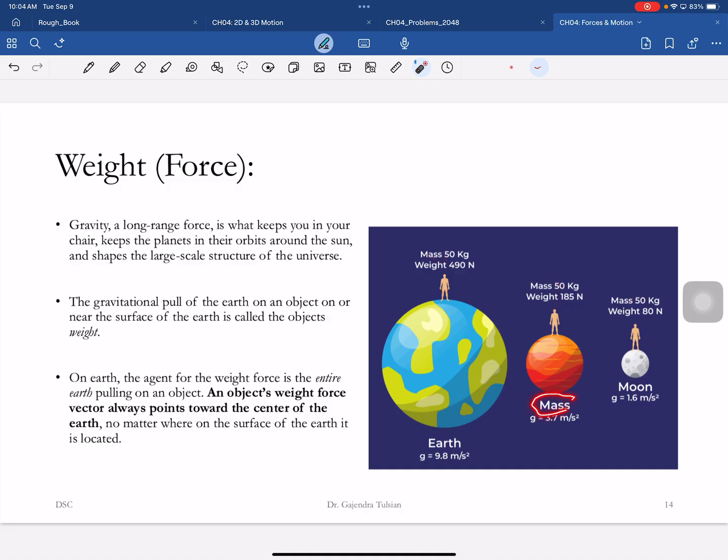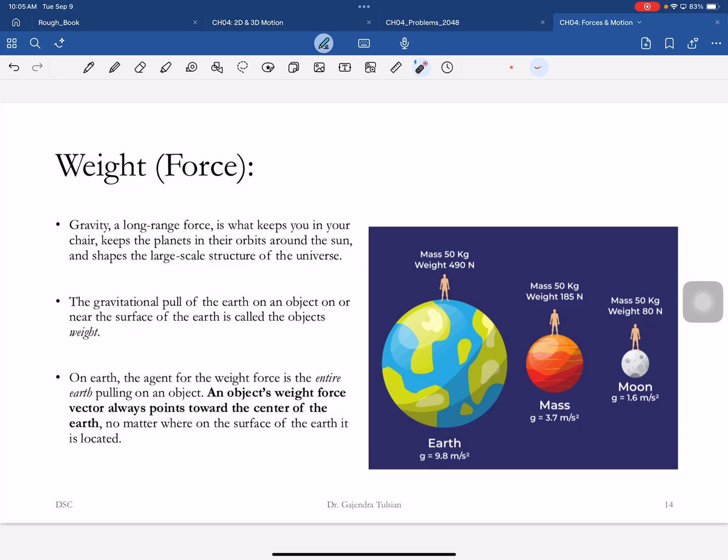Oh, I changed that, it should be Mars anyway. So I put a new diagram in there. Okay, so the mass of this guy is the same everywhere, but you see his weight is different. Here on Earth, it's 490 newtons. It's 2.5 times less on Mars, and much less on the moon, it's 1/6.